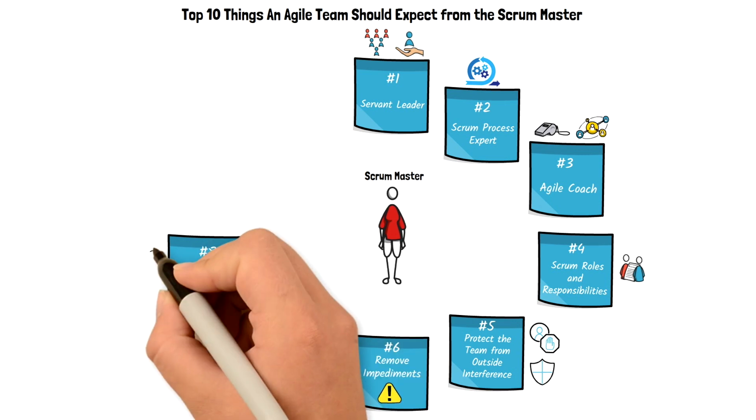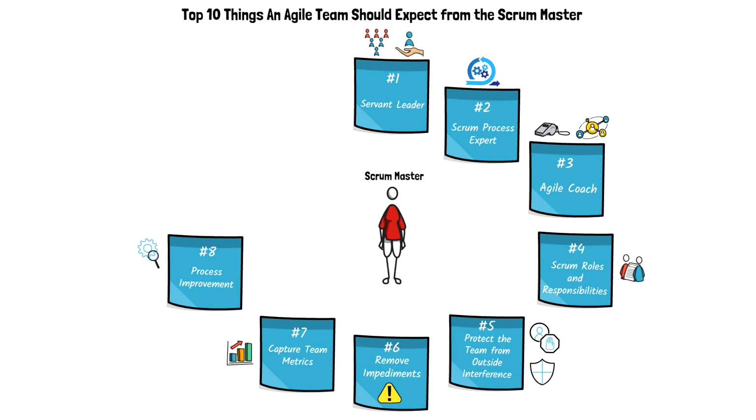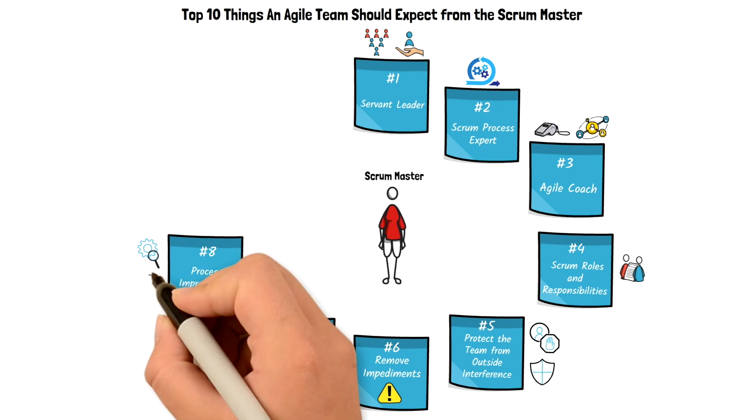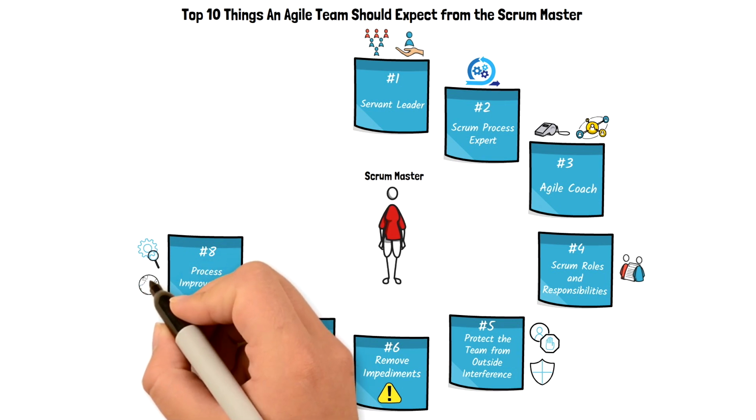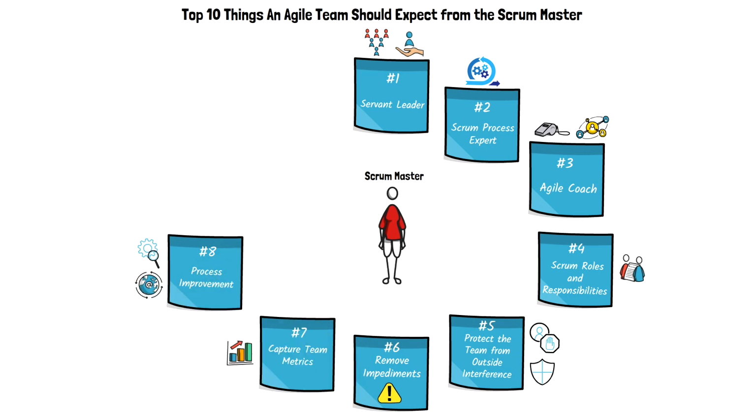Using a data-driven approach is one of the best ways to identify process improvement opportunities. The Scrum Master also observes the team during the entire sprint cycle. They collect data and stakeholders' feedback, and in partnership with the Scrum team, they create action items of improvement every sprint.